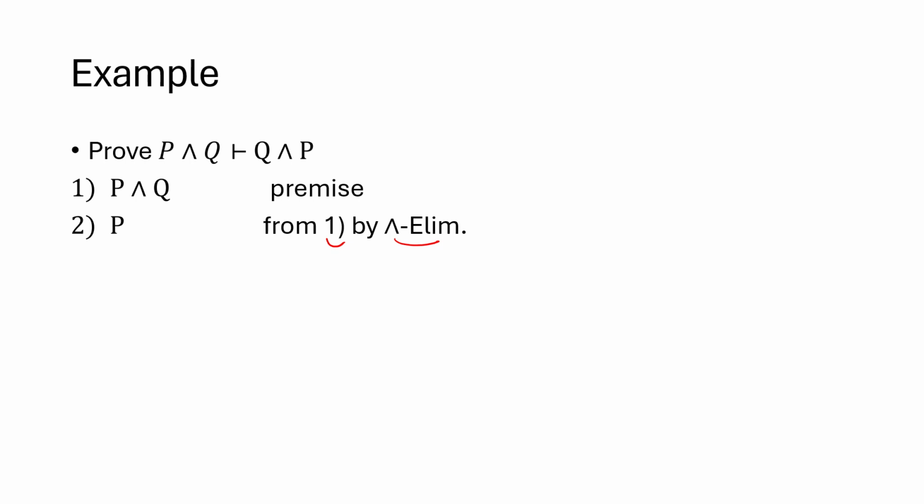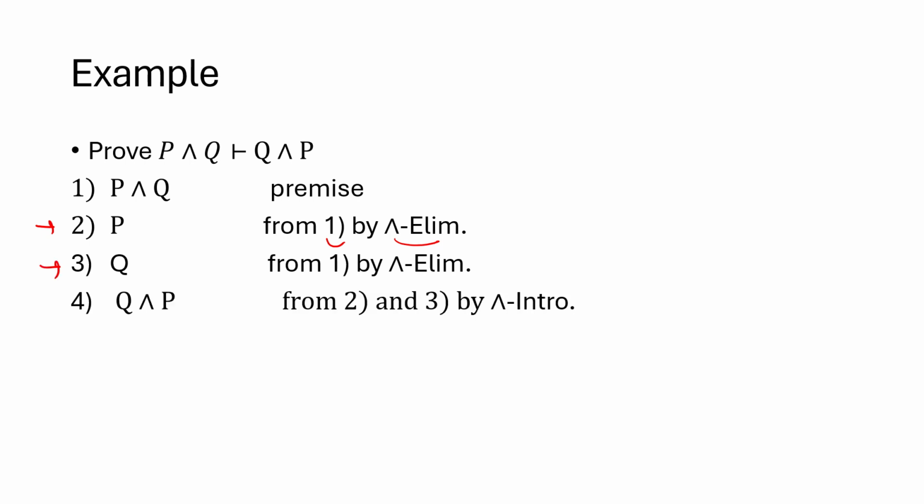By using the same kind of AND elimination, I can get the second component as well. So I can get Q as well from 1, again, by AND elimination. So I decompose P and Q into P and Q separately. And now I can put them back together using AND introduction, but in the order that I want, which is Q and P. So from line number 2 and line number 3, using AND introduction, I can create Q and P, which is what I was after.